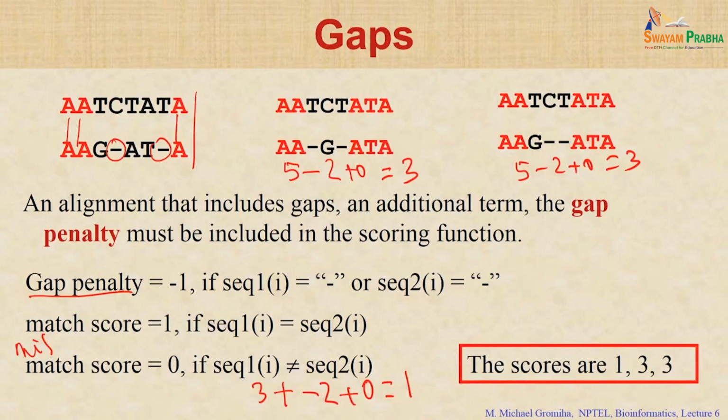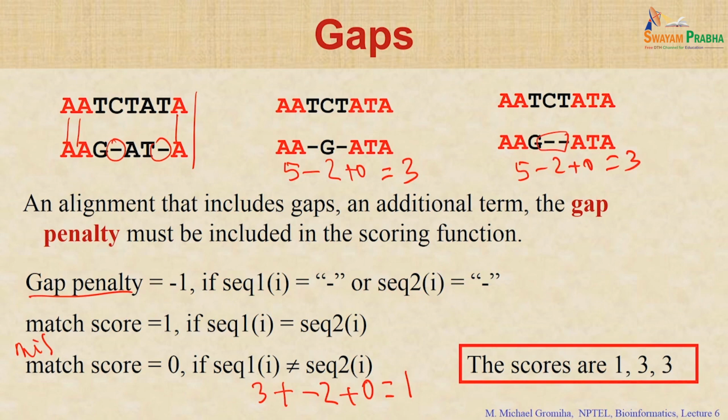Now, another issue is that we introduce gaps. If you see this alignment, we introduce gaps, but there is a difference between the ways of introducing the gaps. If you see the first alignment, how many gaps did we introduce? 2. Are the 2 in the same position or different positions? 2 different times we introduce gaps. One time here, second time here. Here we introduce one time here and second time here, and in the third one we introduce the gap together.